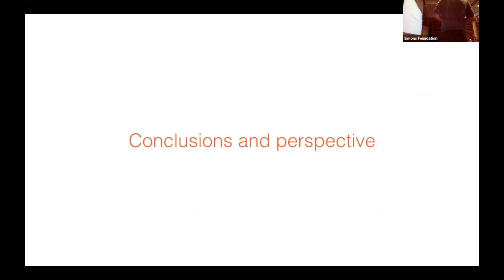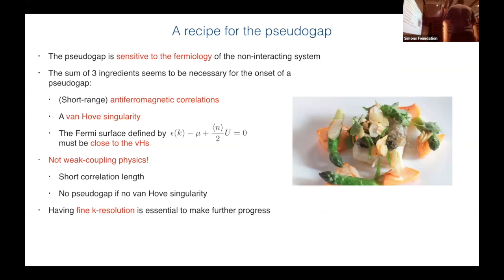Okay. So to conclude, we tried to understand a bit the pseudogap and what would be the recipe to get a pseudogap. The first thing to understand is that it seems that the fermiology of the non-interacting system is important. It seems you need at least three ingredients. You need antiferromagnetic correlations, short range. How short is something that I think would be interesting to understand better. It looks like having a Van Hove singularity is something that definitely can enhance the suppression of quasiparticles. And we have that criterion that seems to tell you whether or not you're going to have a pseudogap.